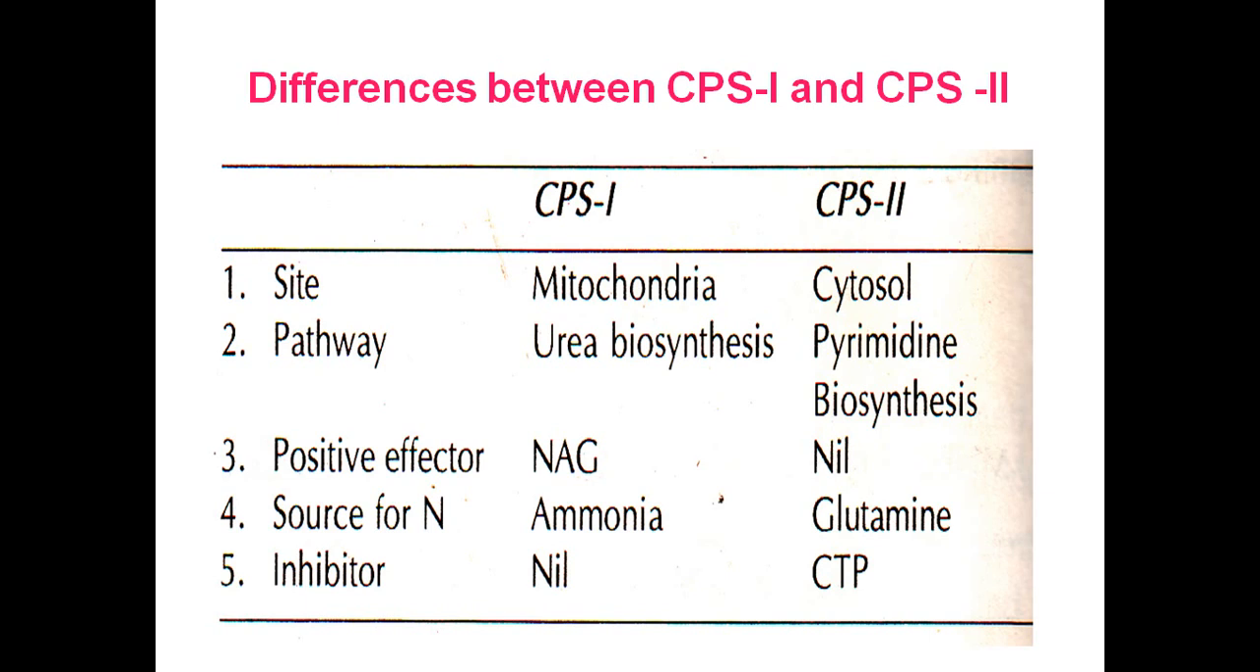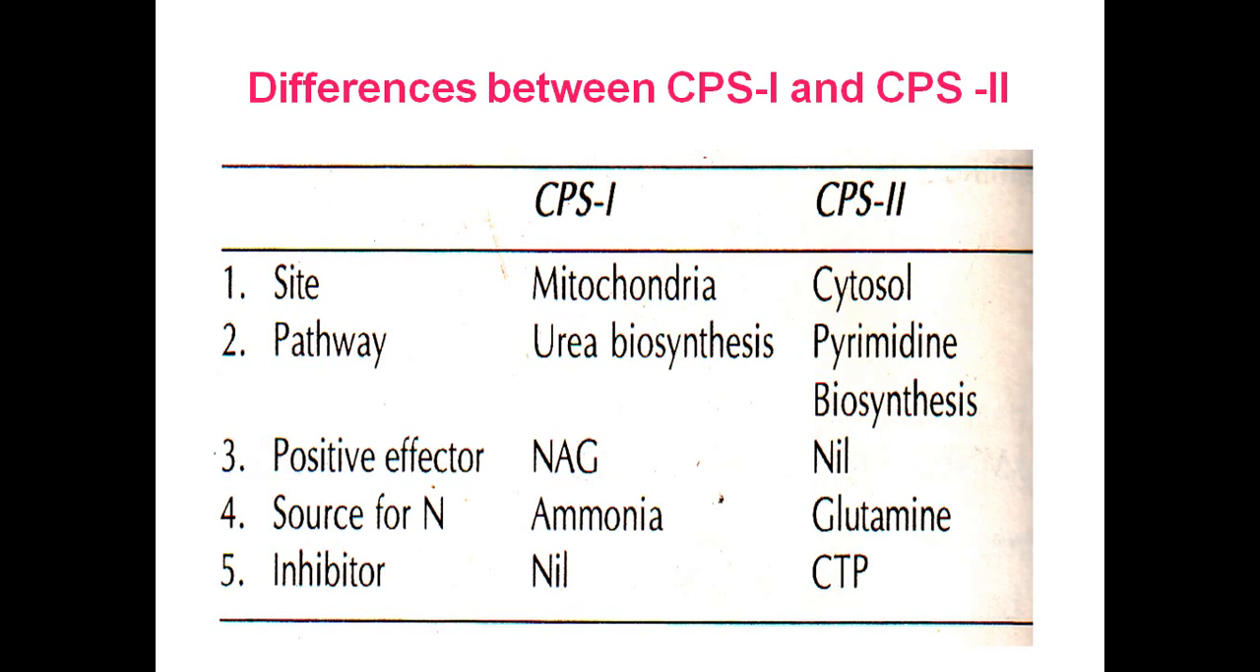CPS1 is carbamyl phosphate synthase 1, an enzyme involved in the urea cycle. CPS2 is involved with pyrimidine biosynthesis. CPS1 is present in mitochondria, whereas CPS2 is present in cytosol. CPS1 requires N-acetylglutamate as a cofactor for its activation. CPS2 does not require N-acetylglutamate.